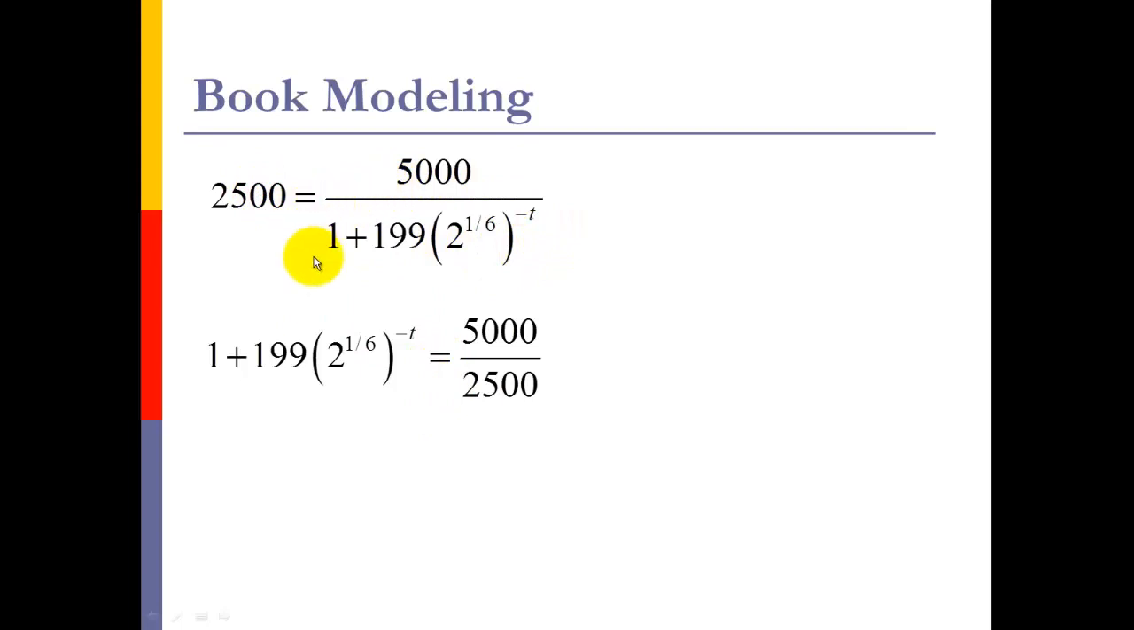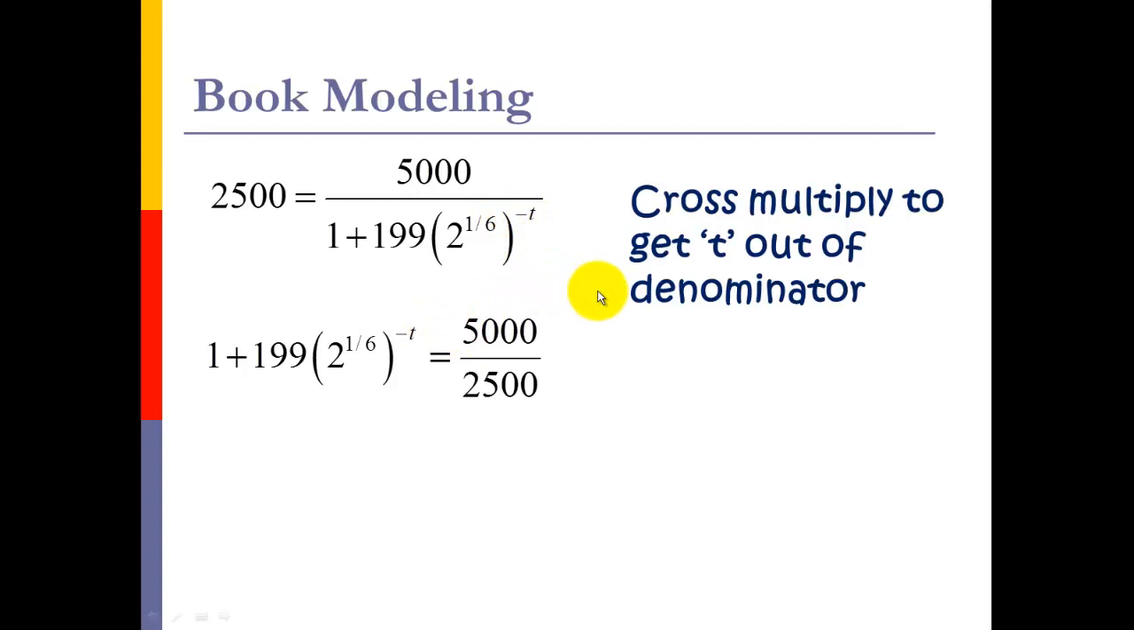I'm going to bring all this stuff out of the denominator, bring it up to the left-hand side, and then bring that 2500 down. I'm looking to solve for t. That means I've got to get t out of the denominator. So I'm cross multiplying to get the t out of the denominator.